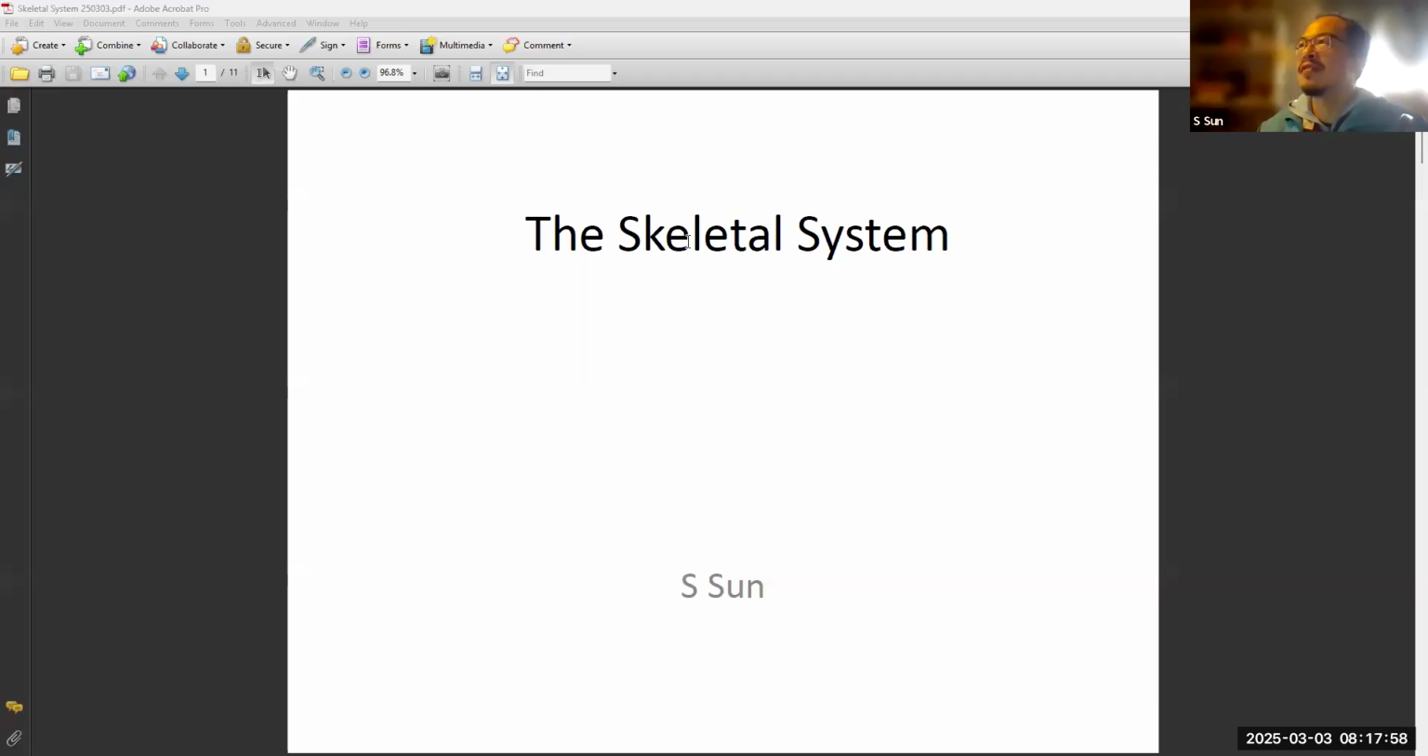So today we are going to look into the skeletal system. Let me share the screen. Share. All right, so I guess you can see this one here. So here is the skeletal system that we will look into.